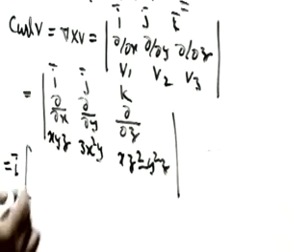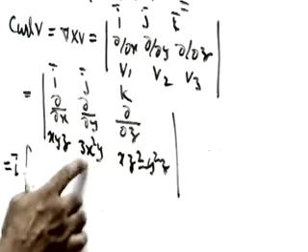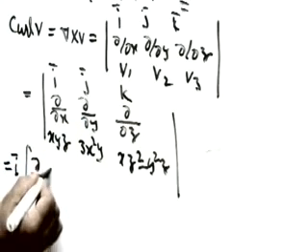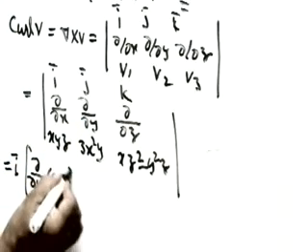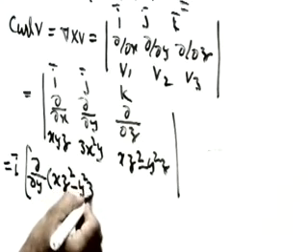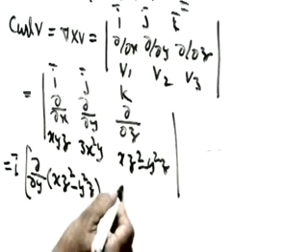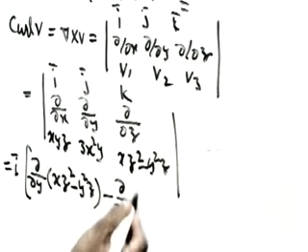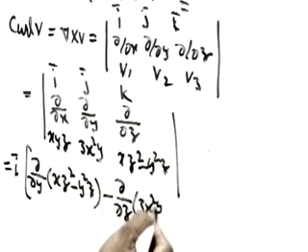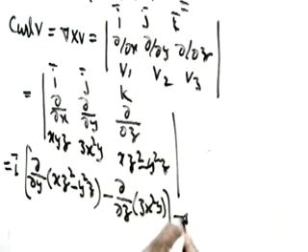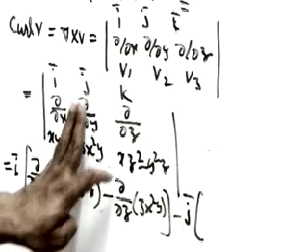Now we have to expand this determinant. First let me take i. Now we have to multiply this 2 minus this 2. Watch carefully. ∂/∂y of xz square minus y square z, this 2 minus this 2, so this will be ∂/∂z of 3x square y. Always we take j in minus, so you write minus j.